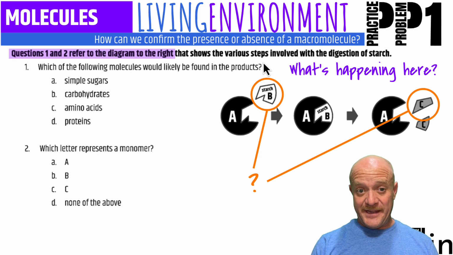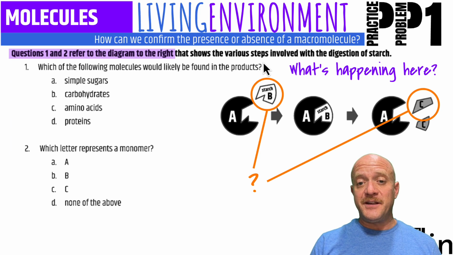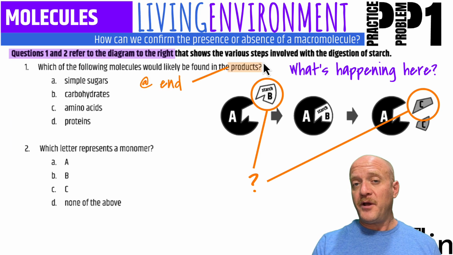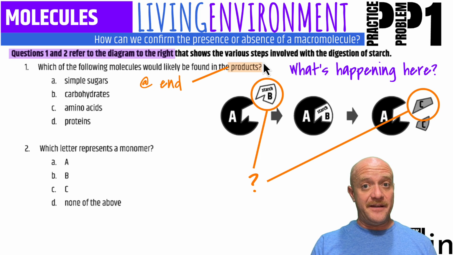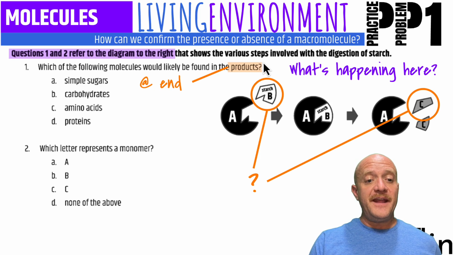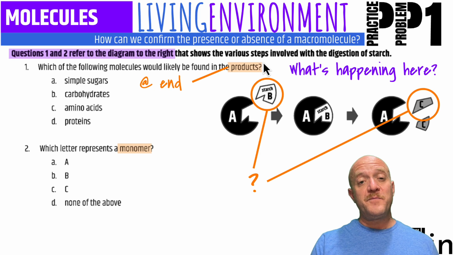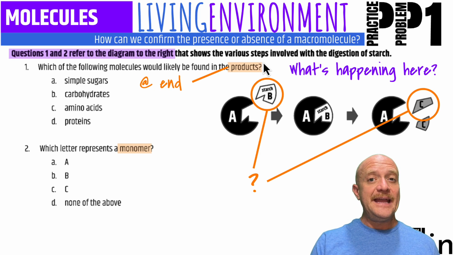represented by letter C. Now in the question, I see the word products, and products just means something at the end. Now the next question, number 2, the word monomer, you'll need to indicate what is a monomer using the keyword strategy.